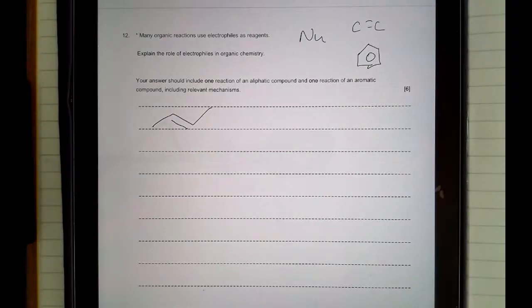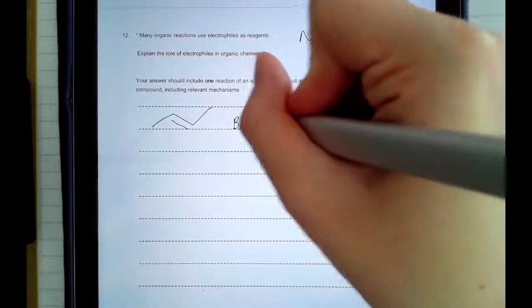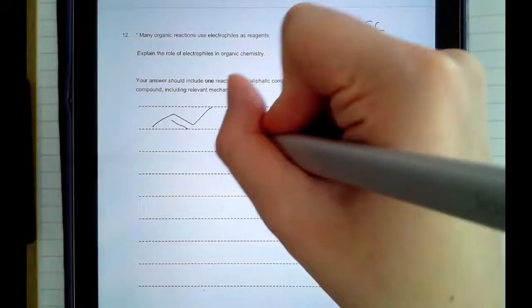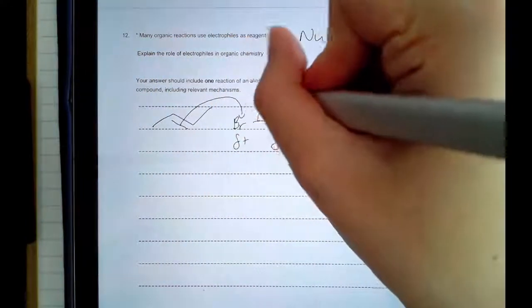And I'm going to write a mechanism for the reaction of alkene with an electrophile. I can pick any electrophile. I'm just going to pick bromine, because then I'm going to do the same for both. I'm going to have my bromine, delta positive, delta negative. I'm going to draw out my electrophilic addition mechanism.